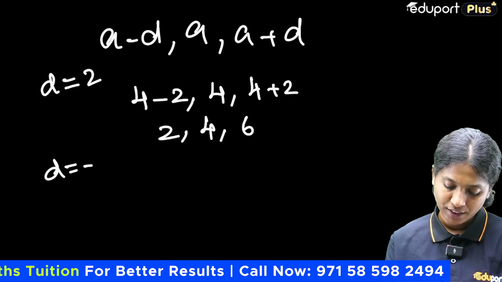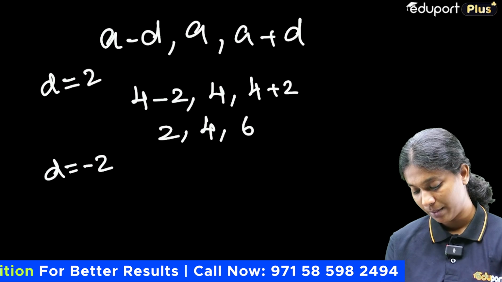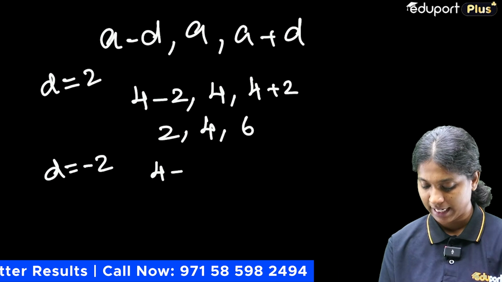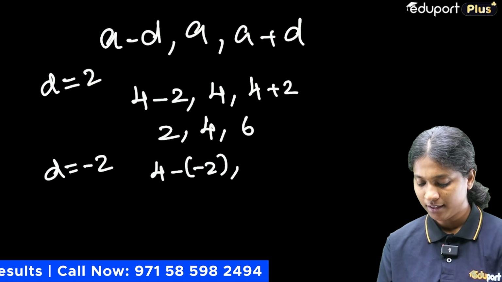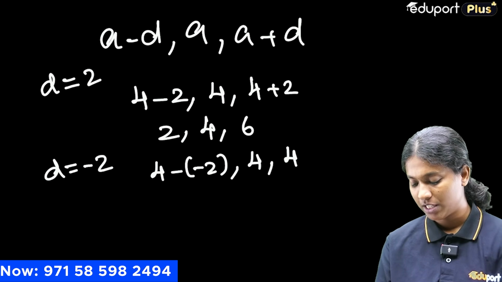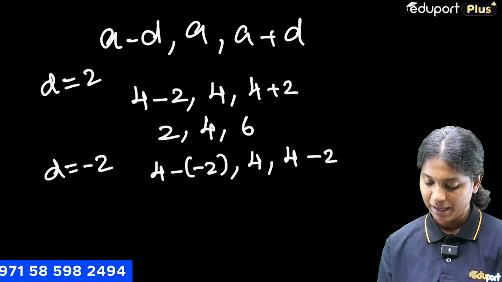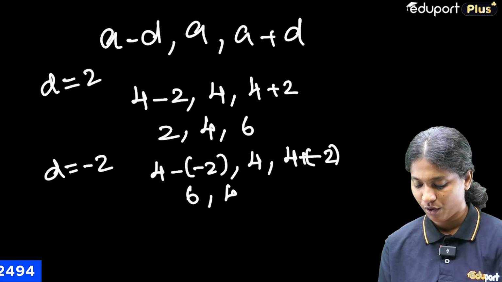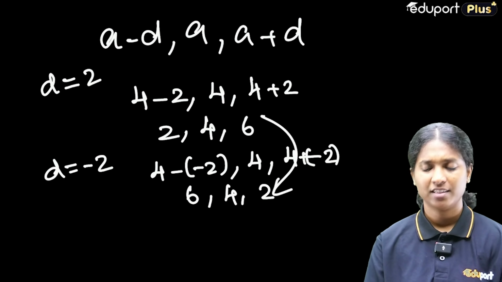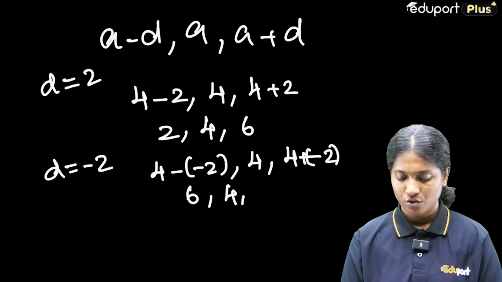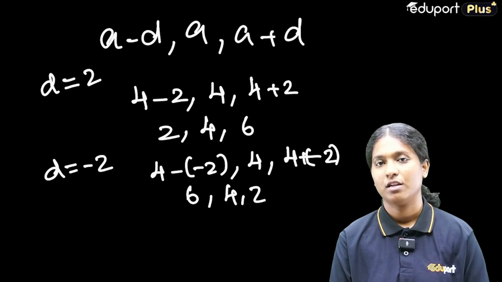When d is equal to minus 2, what will be the terms? It will be 4 minus minus 2, so it will be 4 plus 2, which is 6. Then 4, and then 4 plus minus 2, which is 4 minus 2, which is 2. So it will be 6, 4 and 2. It is being reversed, right? This is being reversed, that is it. So these are the answers for this question.